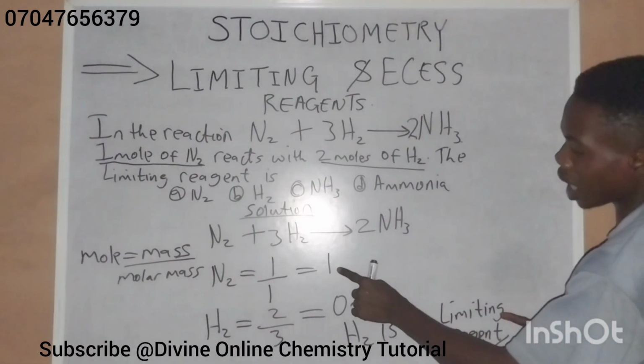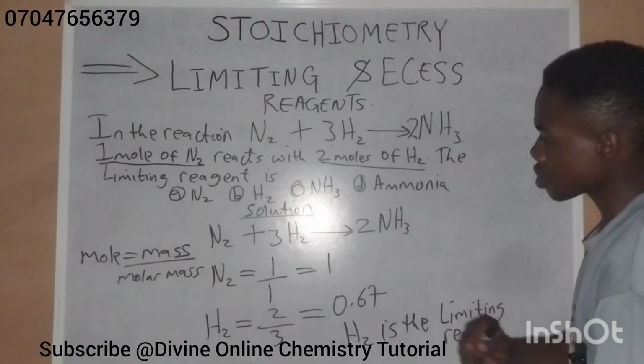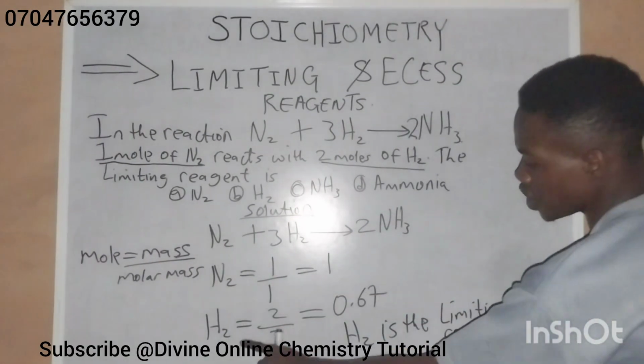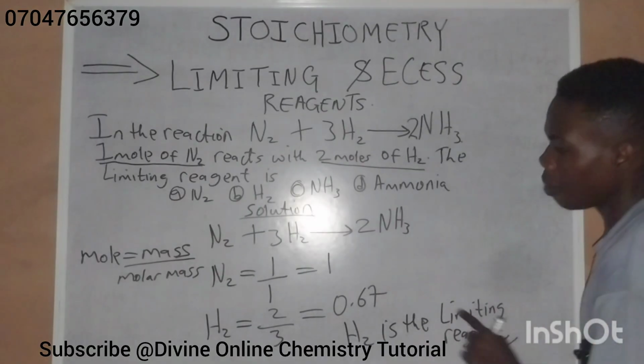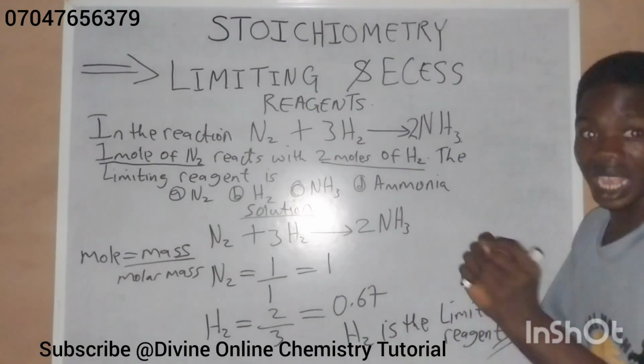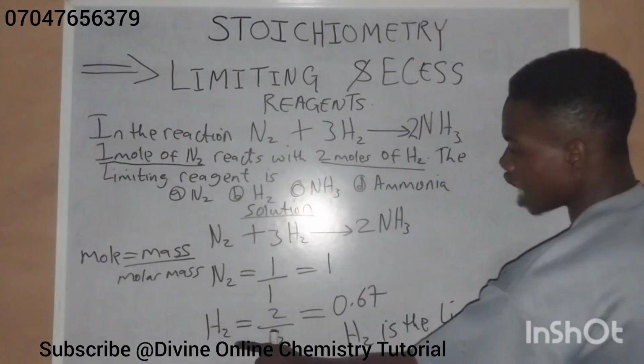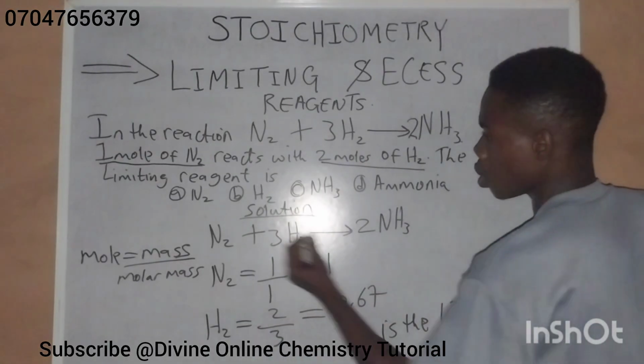It therefore means that this one is our excess reagent, which happens to be nitrogen. So if hydrogen gas is our limiting reagent, it means that nitrogen gas is our excess reagent. Now our answer to this question is hydrogen gas, which happens to be Option B.